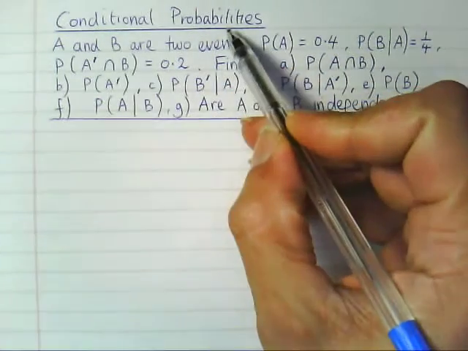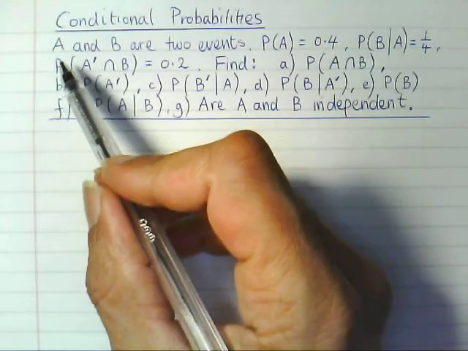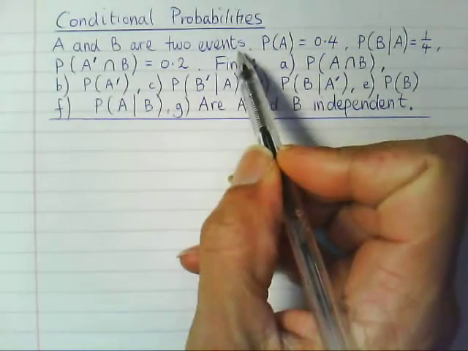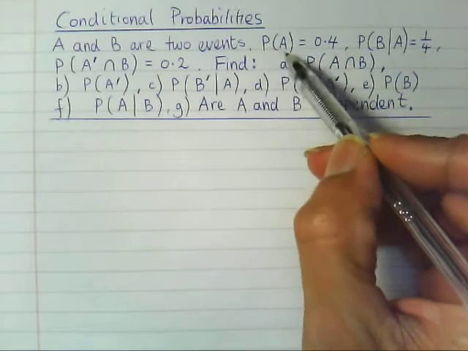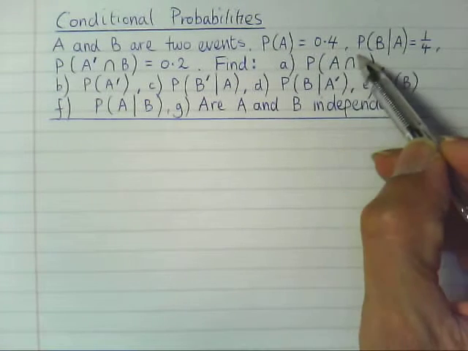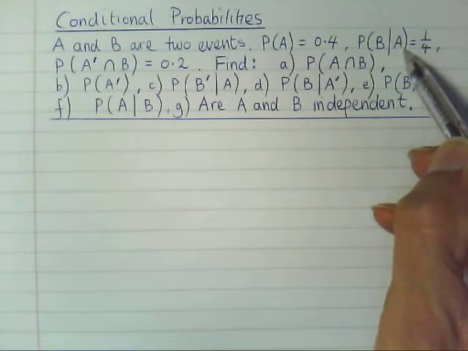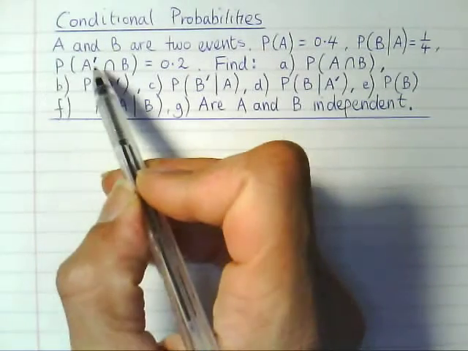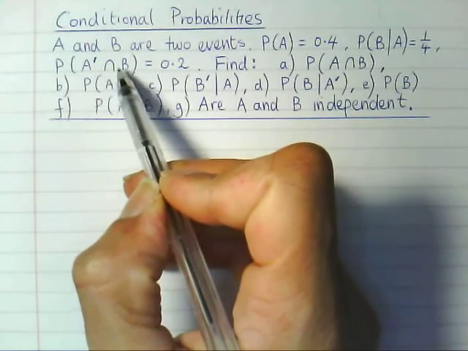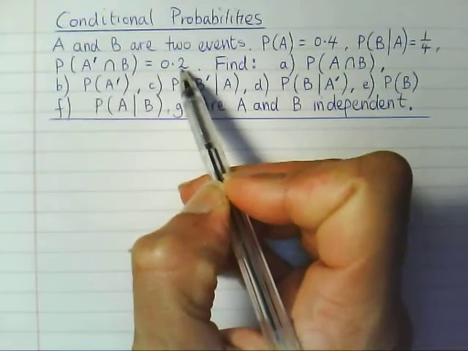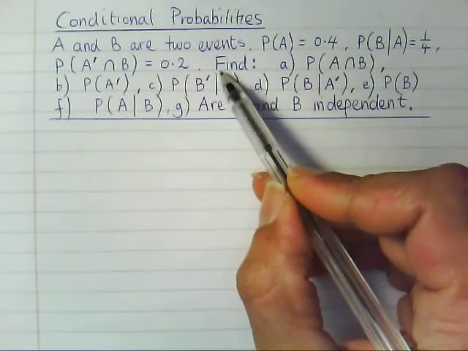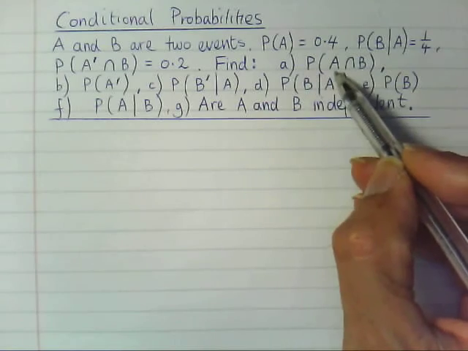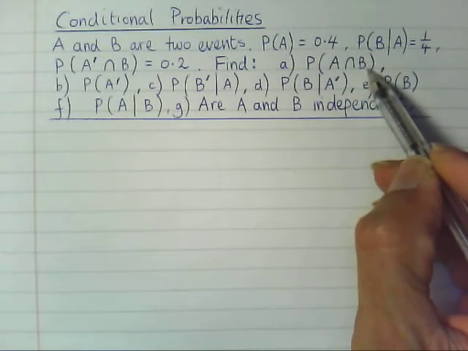Looking at conditional probabilities, for this question we're told that set A and set B are two events, and the probability of A is 0.4. The probability of B, given A has happened, is 0.25. The probability of A not happening intersection B is equal to 0.2. And we're asked to find, for part A, the probability of A intersection B.